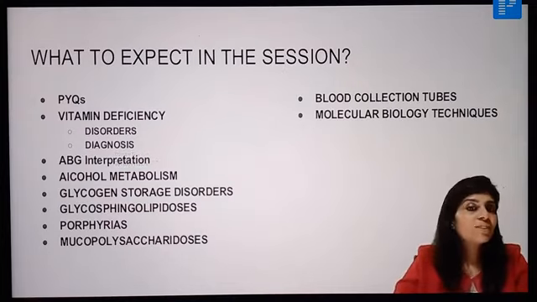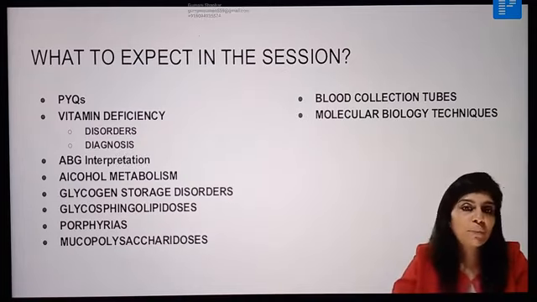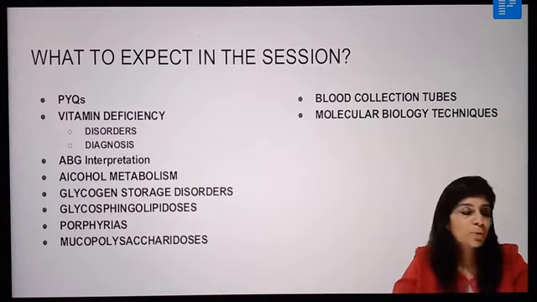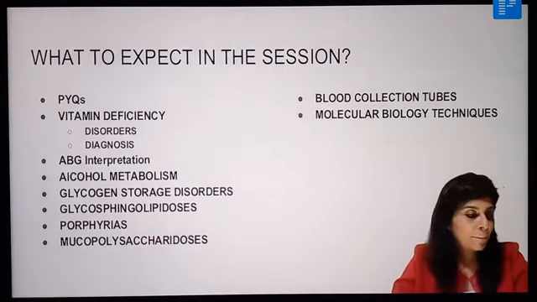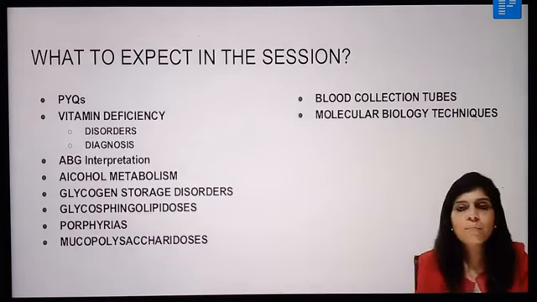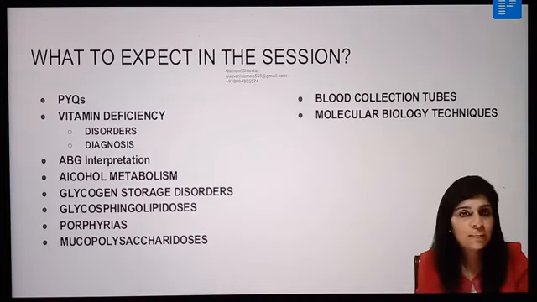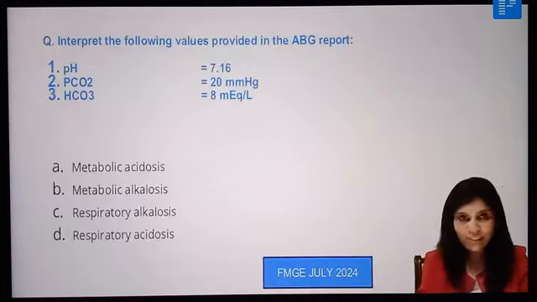Many questions are asked on alcohol metabolism. We will discuss glycogen storage disorders, glycosphingolipidosis, porphyrias, mucopolysaccharidosis. Okay. Additionally, I'll be telling about blood collection tubes and molecular biology techniques. So this is what you can expect in this session, and based on this session, most of the questions will be asked. Okay, thanks everybody.